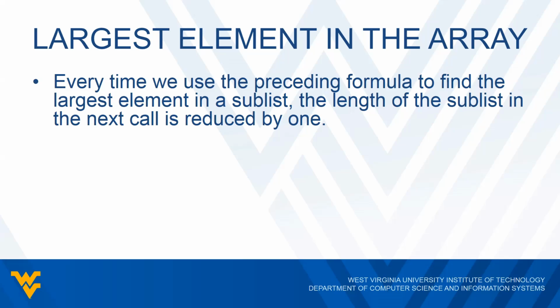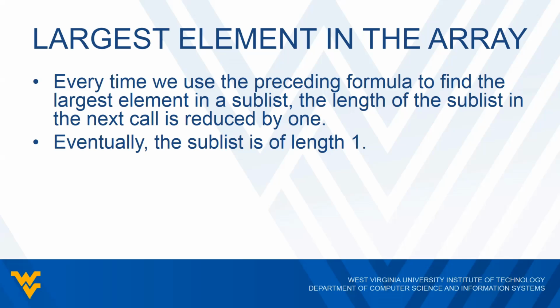So notice with this example that every time we use the preceding formula to find this largest element in a sublist, the length of our sublist in the very next call is reduced by 1, because our original call was to find the maximum from list[0] to list[5]. The next time we made a call, we were trying to find the largest from list[1] to list[5]. So we cut down the number of elements we're looking at. So eventually our sublist is going to be of length 1 if every time we make a method call, we reduce the size of the list by 1.